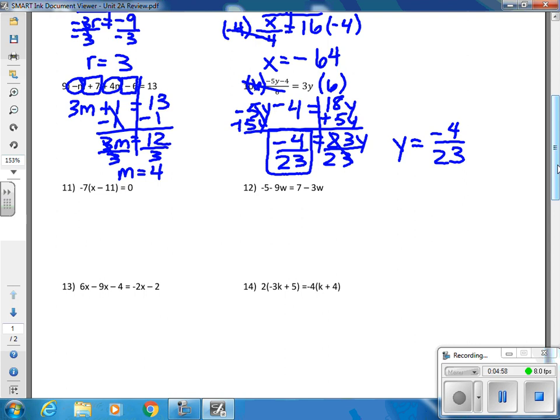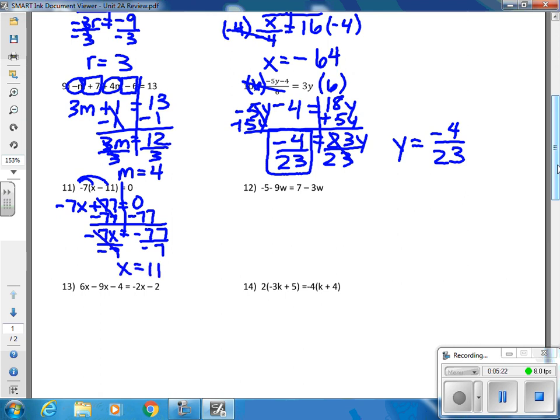All right, for number 11, I see parentheses, which means I have to distribute. So negative 7 times x is negative 7x. Negative 7 times negative 11 is a positive 77 equals 0. And we're back to the two-step. Subtract 77 on both sides. So you have negative 7x equals negative 77. Divide by negative 7, and you get x equals positive 11 off of that one.